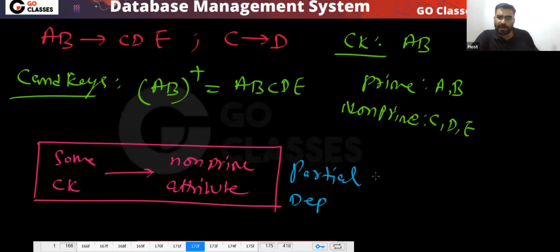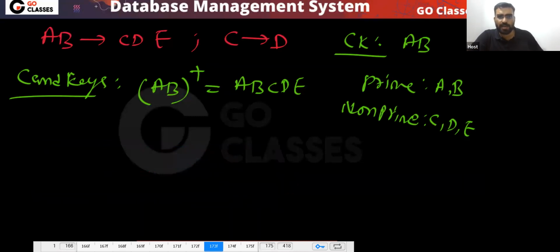Do we have this type of partial dependency? Let's check. So what about this? This is the only candidate key.